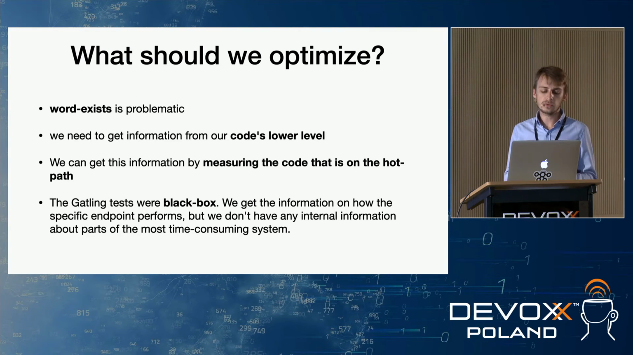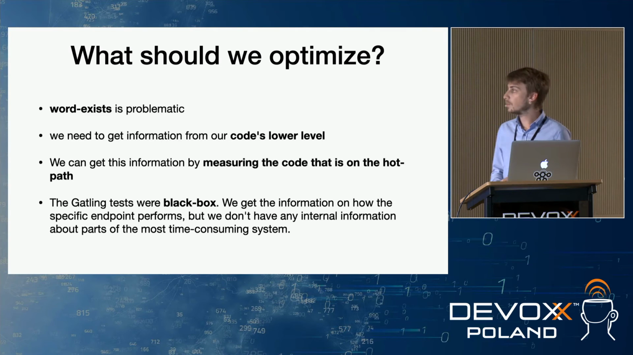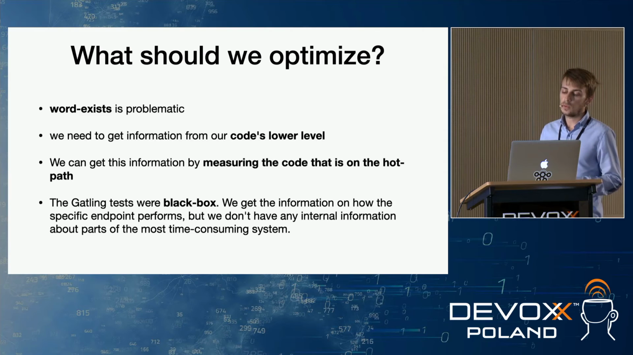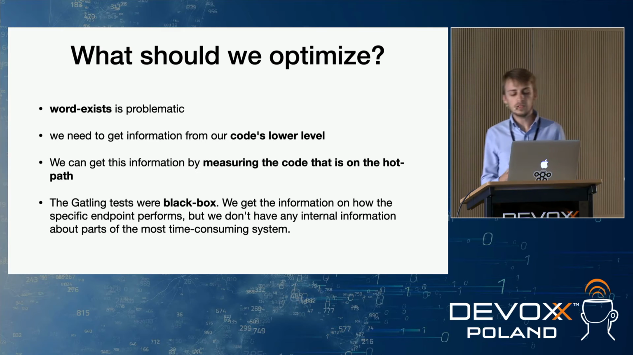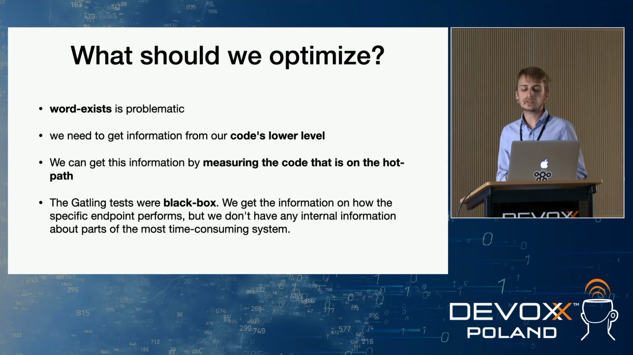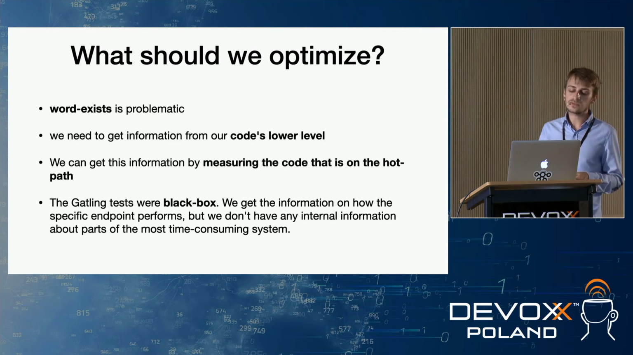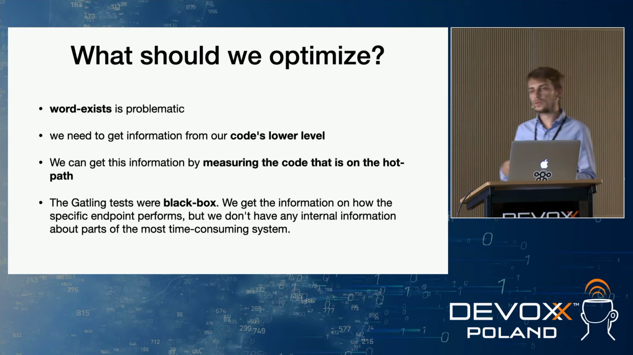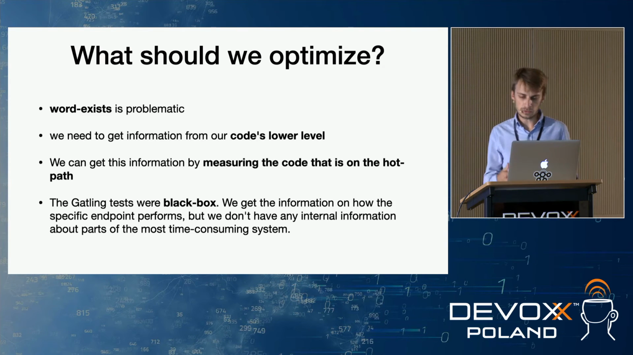So initially, the code for validating if the word exists was simple and we had no optimizations. We didn't know at this point that optimizations may be necessary. And now we have an input number regarding the number of requests that our service will handle. The performance tests show that we have a problem with latencies on the endpoint that serves 95% of our users' requests. And the Gatling tests were black box, meaning that we get information on how the specific endpoint performs, but we don't have any internal information about the most time-consuming part of this system and of this code path.